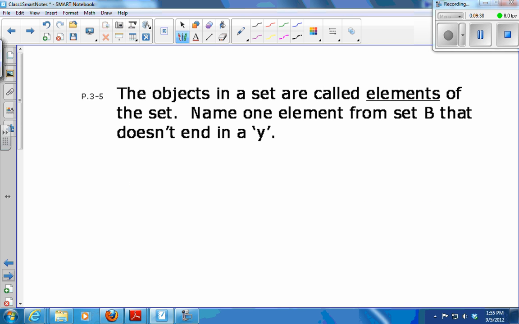So the individual objects in a set are called the elements of the set. So let's name one element from set B that does not end in Y. Doc. Or there's one other, what is it? Bashful.